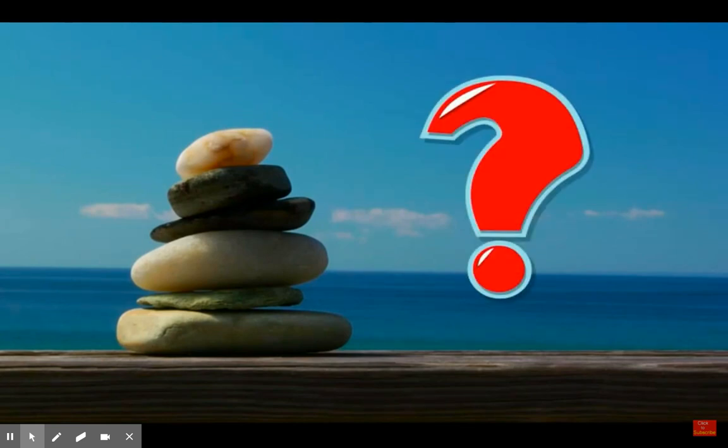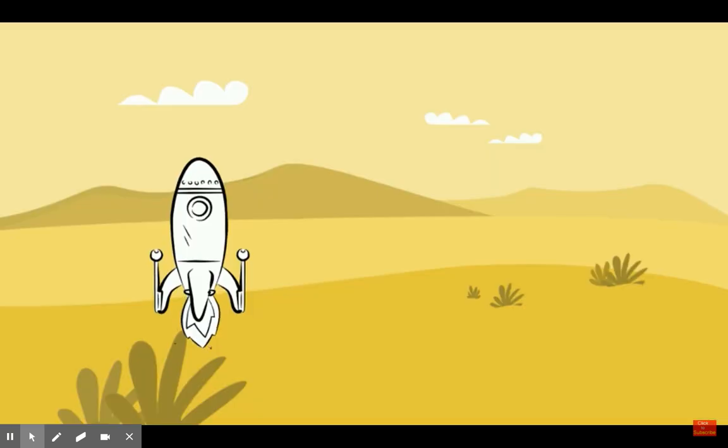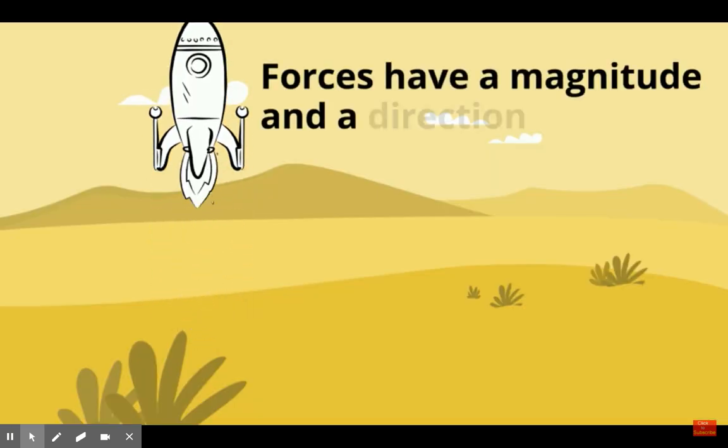Balanced forces will cause no change in the speed of an object. Balanced forces acting on an object in opposite directions and in equal strength, as shown in the arrows below, do not cause a change in the speed of a moving object. Objects that are not moving will not start moving if acted on by balanced forces. Remember, forces have a magnitude and a direction.